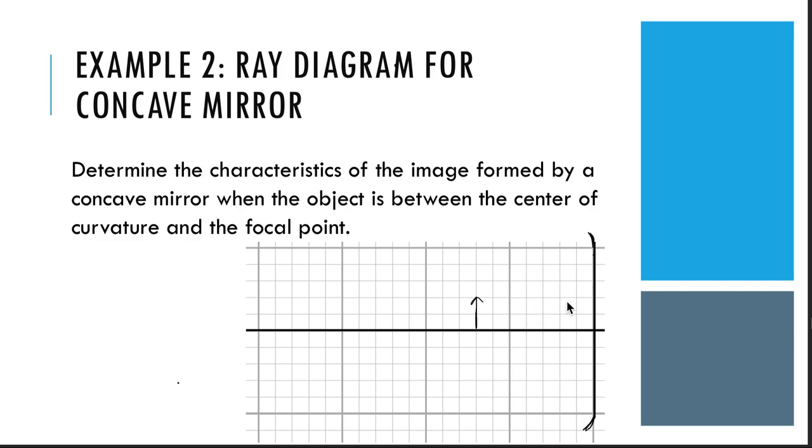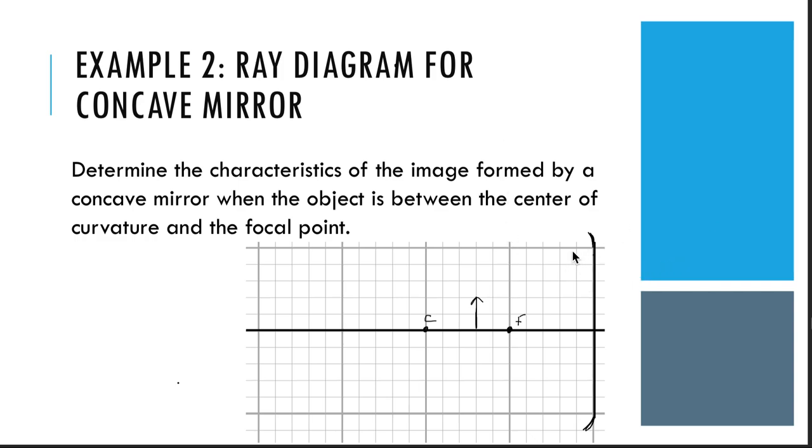And I'm going to say that the focal point is right here. That means that the center of curvature is right here. So this is F over here. This is C over here. So remember our steps for drawing the ray diagram. You draw your mirror, draw your focal point, center of curvature, you draw your object, and then you go ahead and draw the three rays.